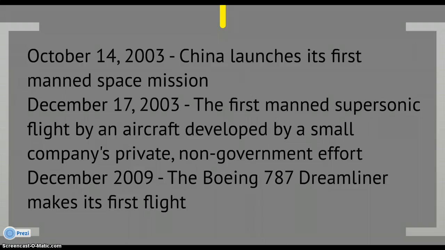Let's move on into the 2000s. Now we're getting to the era we are all familiar with. On October 14, 2003, China launched its first manned space mission. On December 17th, the first manned supersonic flight by an aircraft developed by a small company's private non-government effort took place. This flight was the first powered flight of SpaceShipOne. And in December 2009, the Boeing 787 Dreamliner, a long-range mid-sized wide-body twin jet, largely constructed of carbon fiber material, made its first flight.